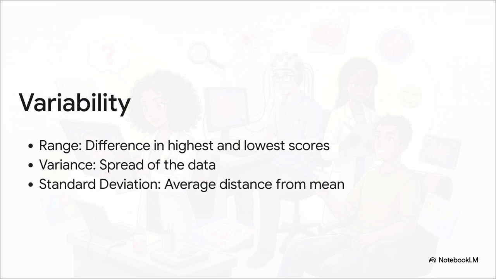The range gives us the simple distance between the highest and lowest scores. The variance gives us a number that indicates the overall spread. And the standard deviation, which is just the square root of the variance, tells us exactly how far, on average, individual scores deviate from the mean. These measures supplement our central tendency to give us a complete, highly accurate picture of the behavior we just measured.